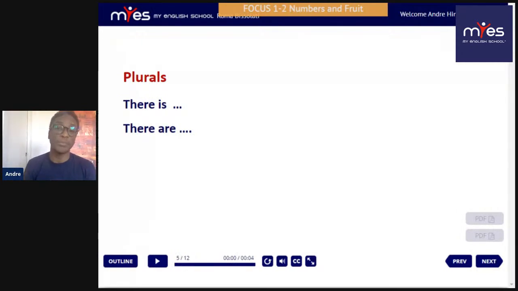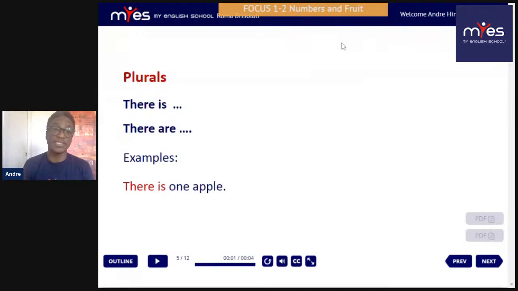Next, we're looking at plurals. Now, this one can be difficult sometimes. So when we're talking about plurals, when we're talking about things that exist, we use there is and there are. There is and there are for things that exist. There is is used for singular nouns. There are is used for plural nouns. So let's take a look.